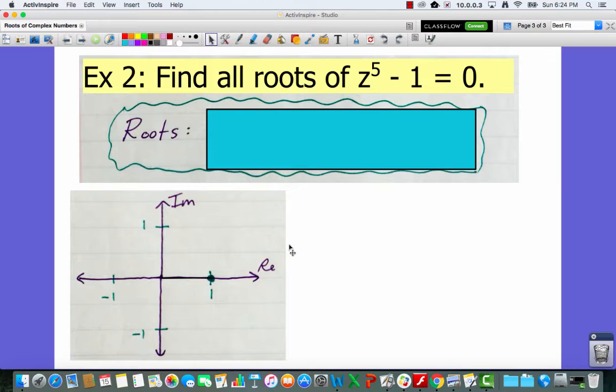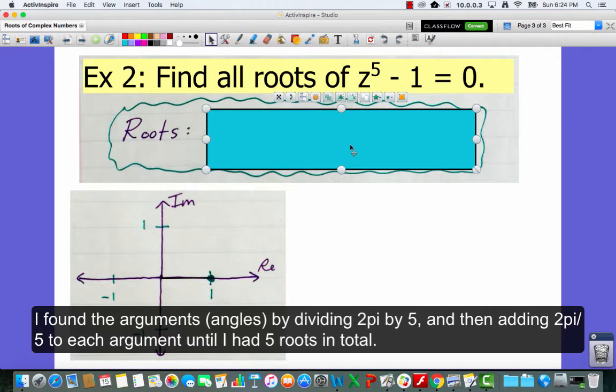Alright, another example will show us just how easy this is. Example 2, find all roots of z to the 5th minus 1 equals 0. Well, just by looking at the equation, we know that 1 is a root. We also know that because this is a degree 5 polynomial, that we expect there to be 5 roots in total. Remember, these are complex roots, so they can be real numbers or numbers that involve imaginary number i.